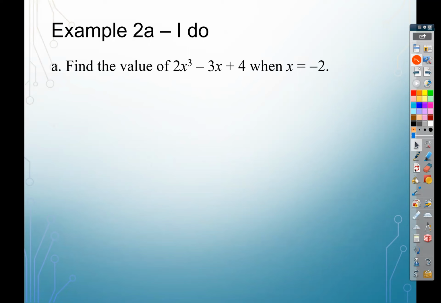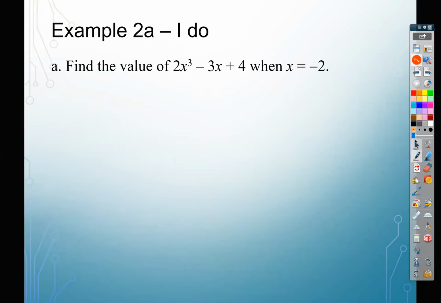Okay, I'm going to do this one. Find the value of 2x cubed minus 3x plus 4 when x equals negative 2. So all we're going to do is plug it in. So I've got 2 times negative 2 cubed minus 3 times negative 2 plus 4.